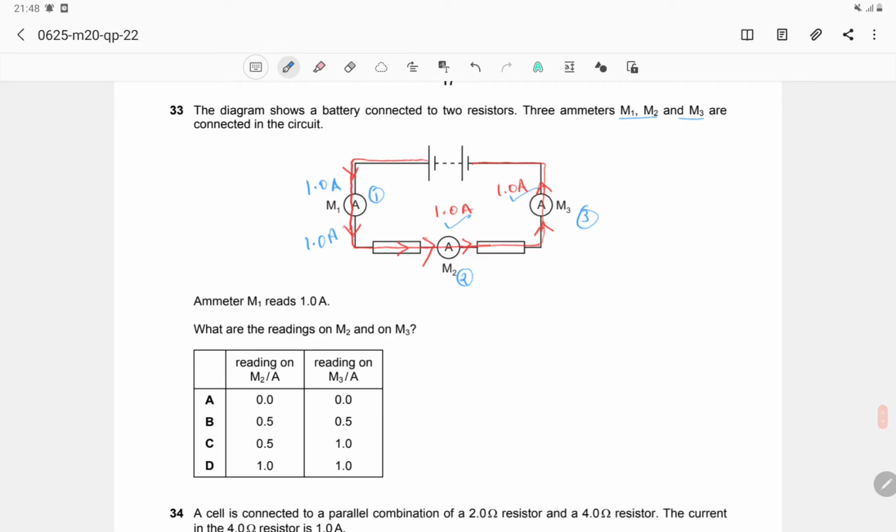Hence the correct answer is option D, where on both M2 and M3 the current value will be 1 ampere, which is the same value as the reading in the M1 ammeter.